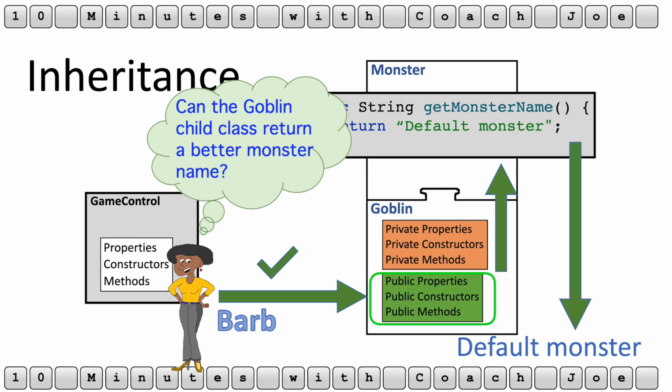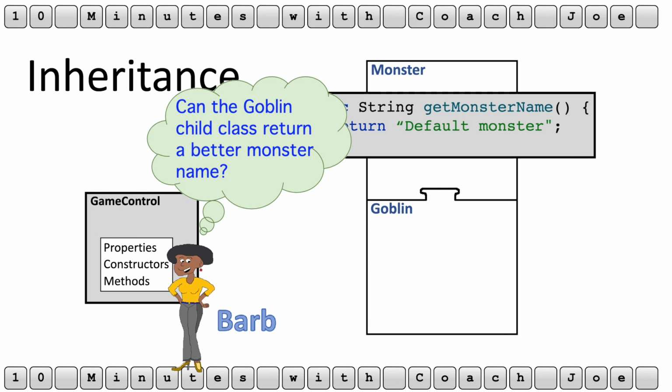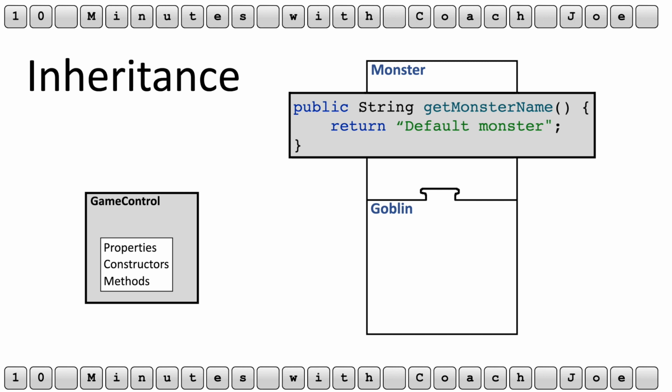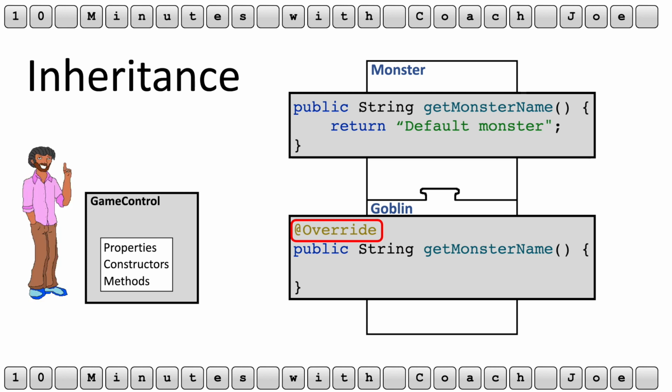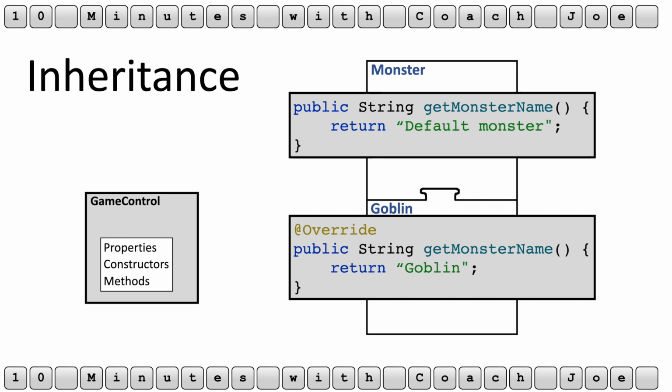Each child class can override the parent method to perform custom behavior like returning a unique name. In the child class, create the same method name and signature. Above the signature, enter an annotation @override. This annotation is not required but very helpful to other developers as a clue the method is overriding a method from the parent class. Inside the code block, let's return goblin.